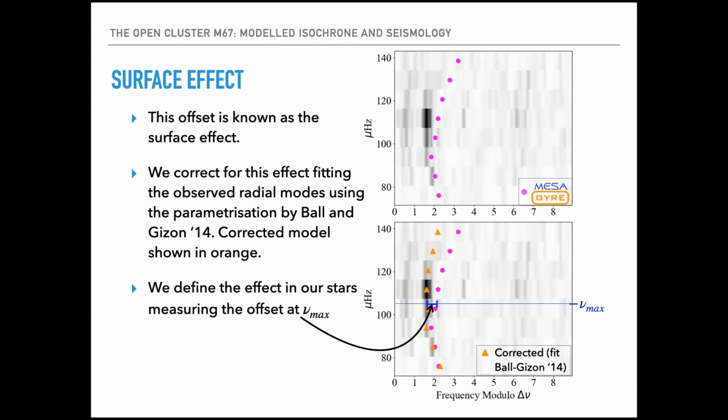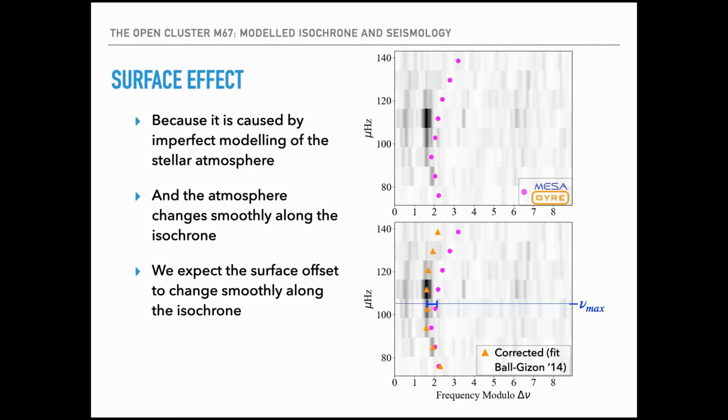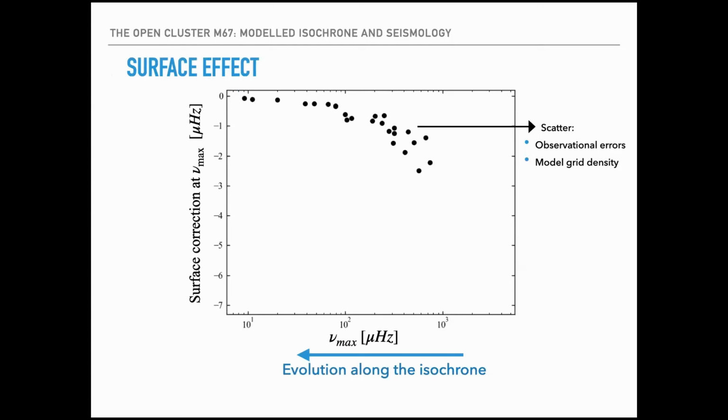So we define the effect that was applied, or the correction that was applied to our stars, by measuring the value of that correction at nu max. So for each star in our sample, we have a value of nu max and a value of that correction. Because this is caused by imperfect modeling of stellar atmospheres, and we know that atmospheres vary smoothly along the isochrone, we expect that the surface offset will also vary smoothly along the isochrone. And plotting the individual values from the stars, we see that this happens.